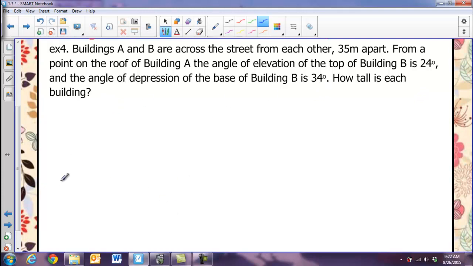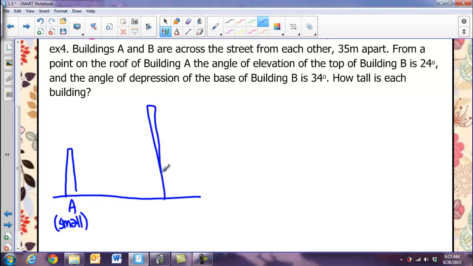So, draw yourself a picture. Here's my street. Here's my building A. I'm going to arbitrarily say that building A is the smaller building. It doesn't matter which one you choose. And then I'm going to have building B. Wow, this is a feat of architecture here.